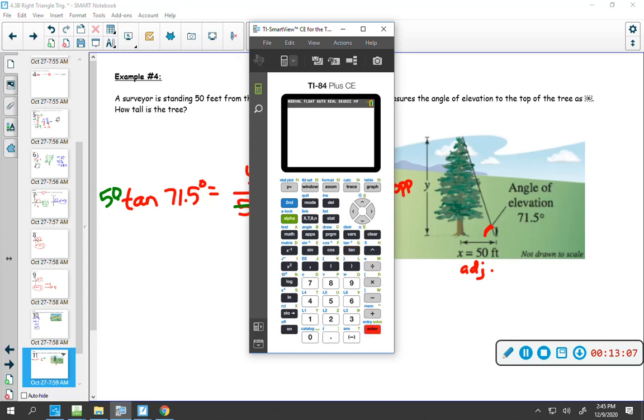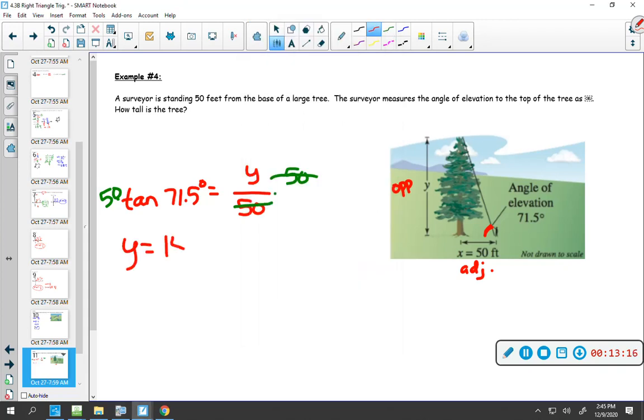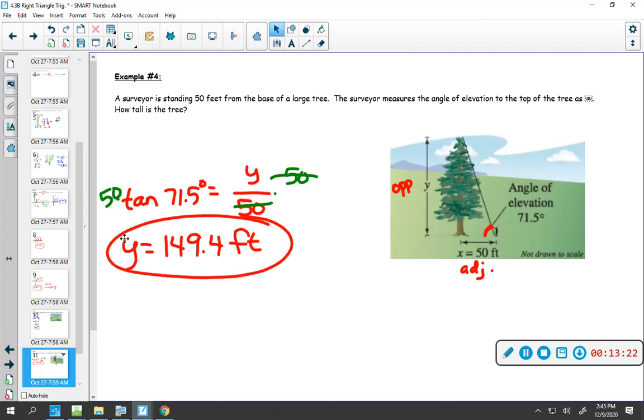Close up the parenthesis or not, you'll get the same answer regardless. It didn't tell me what to round to, so I'm just going to go 1 decimal point. I'm going to say 149.4. I'm going to put a label on feet. Got it. Okay, I'm just going to back up really quick just to show you one quick thing.